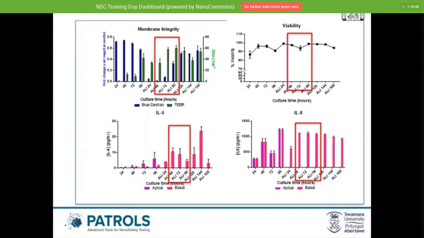So with our A549s, we decided that it was 3 days submerged culture growth and 1 day at an air liquid interface before we would expose them to our nanomaterials. And this region is highlighted with these red boxes within our graphs. And this would just give us an indication of when was the most optimal time, when our model was the happiest, for us to complete our exposures.